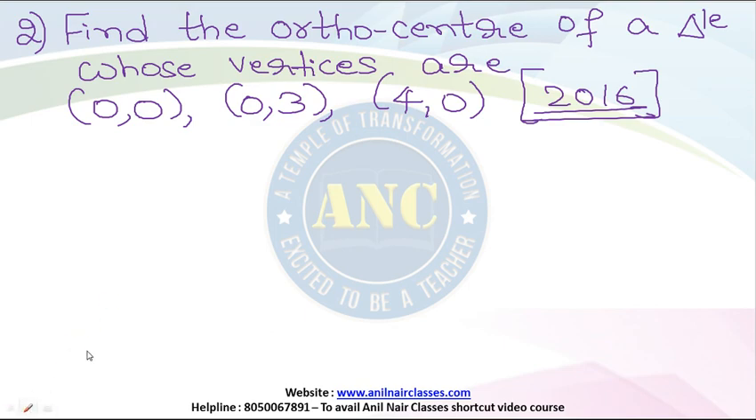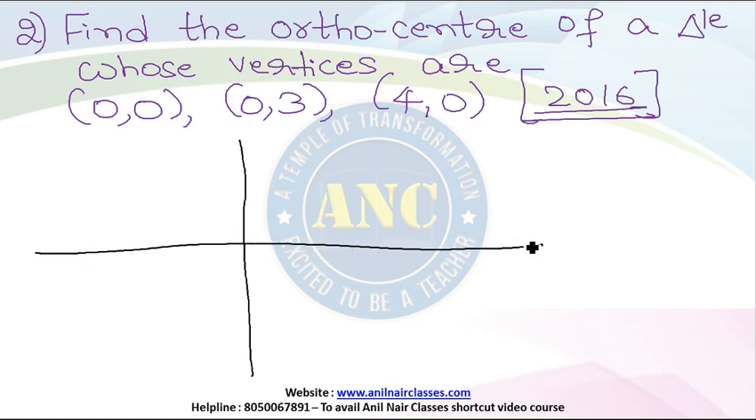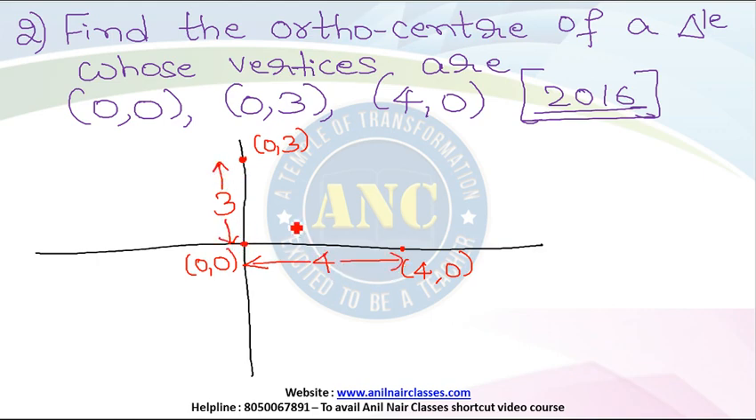Now see here, sir. Very easy and very simple way of solving. This is the coordinate axis. In this coordinate axis, first point is 0 comma 0. Second is 0 comma 3. This is my second point, 0 comma 3. That means from here to here there is a distance of 3 units. Third point is 4 comma 0. That means from origin till this point there is a distance of 4 units. From origin till this point there is a distance of 3 units.